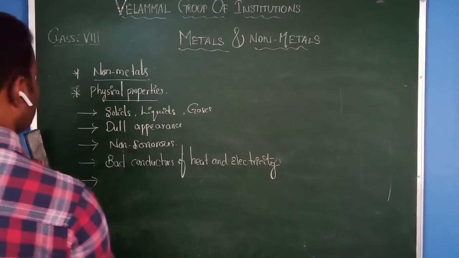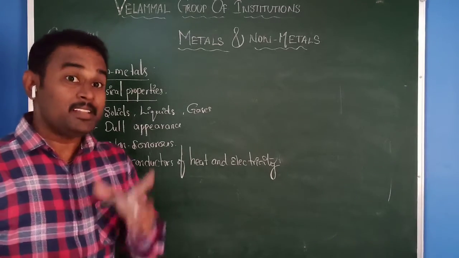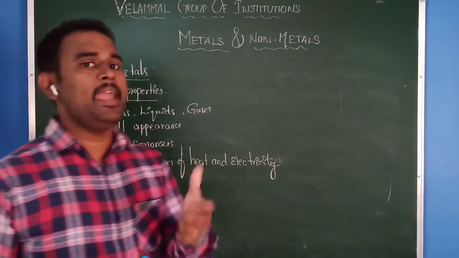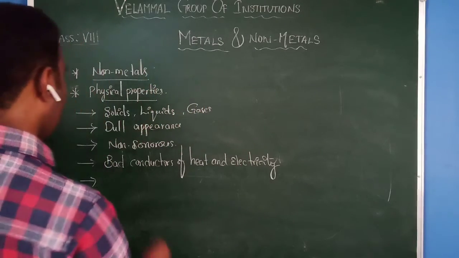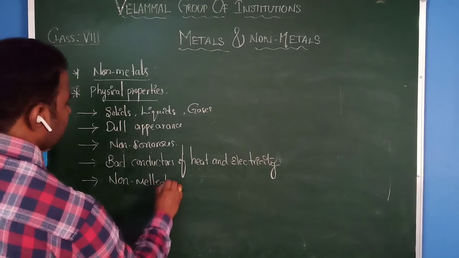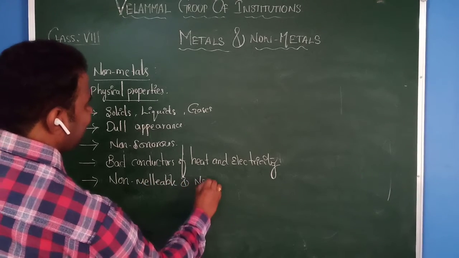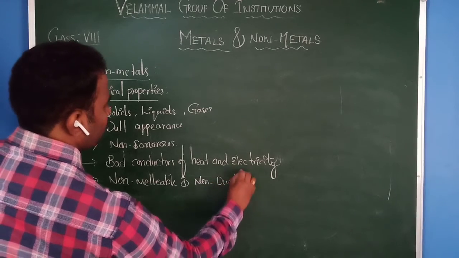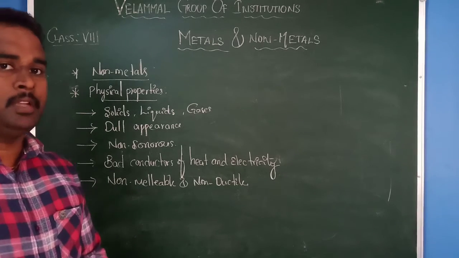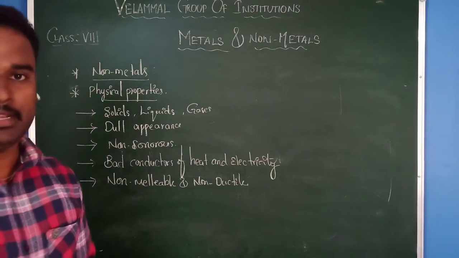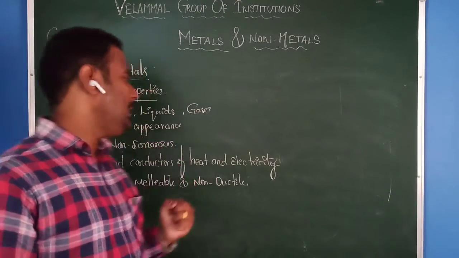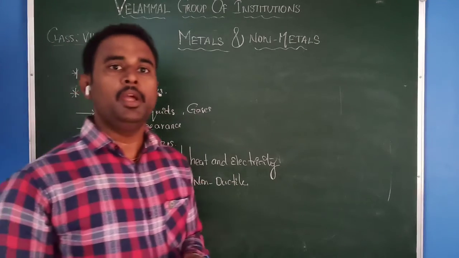The next one, yesterday we discussed metals are malleable and ductile. That means by using metals we can make thin sheets and thin wires. But here non-metals are non-malleable and non-ductile. You cannot see any wires made up of non-metals. You cannot see any type of thin sheets made by using non-metals. That's why non-metals are non-malleable and non-ductile. These are some of the important physical properties of the non-metals.